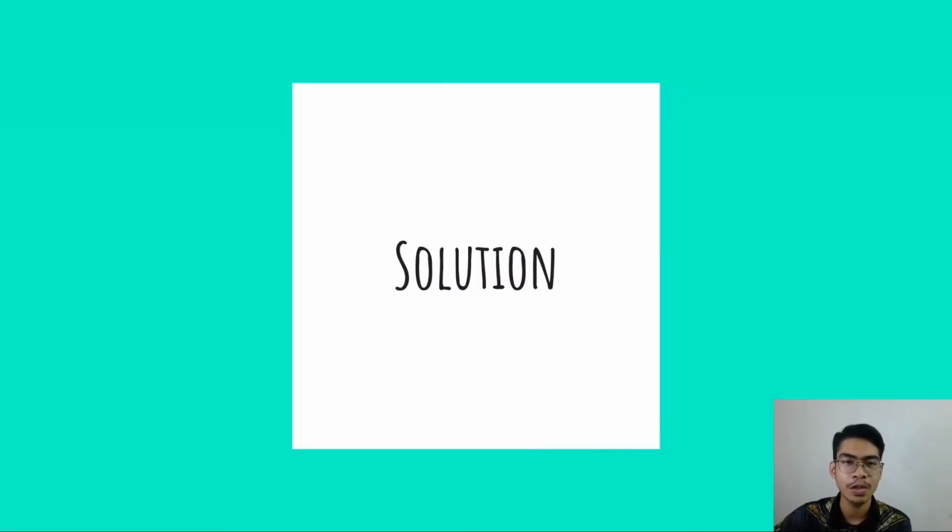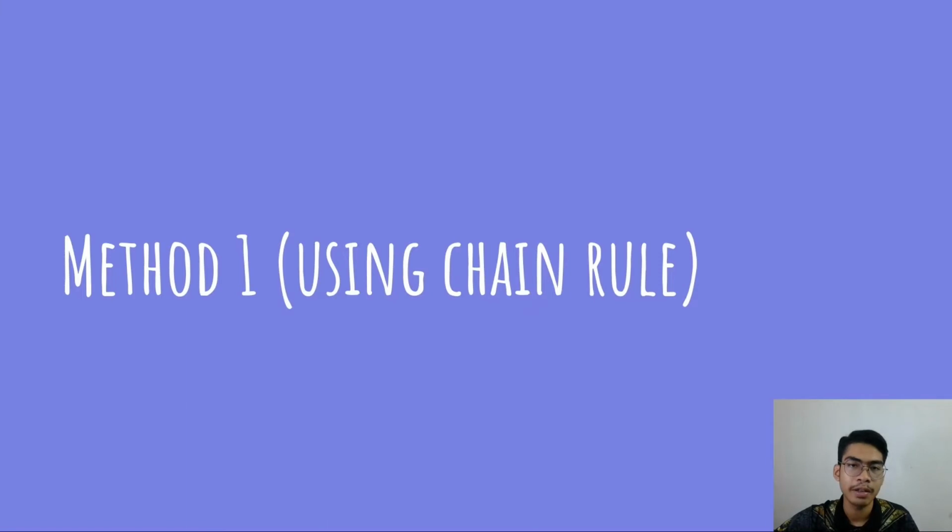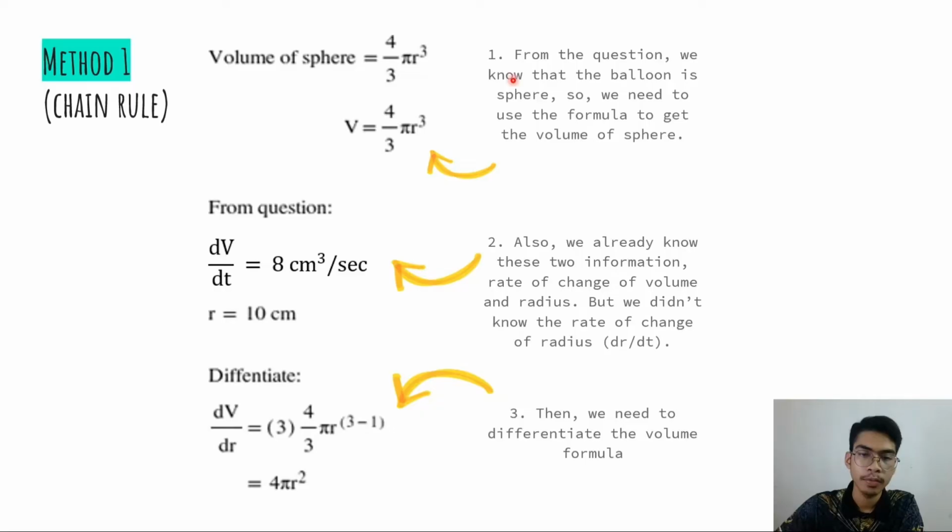Now for the solution. We can use two methods to solve for the answer. The first method is by using the chain rule. From the question, we know that the balloon is a sphere, so we need to use the formula for the volume of a sphere. As we know, the volume of a sphere is 4 over 3 pi r cubed. So V equals 4 over 3 pi r cubed.